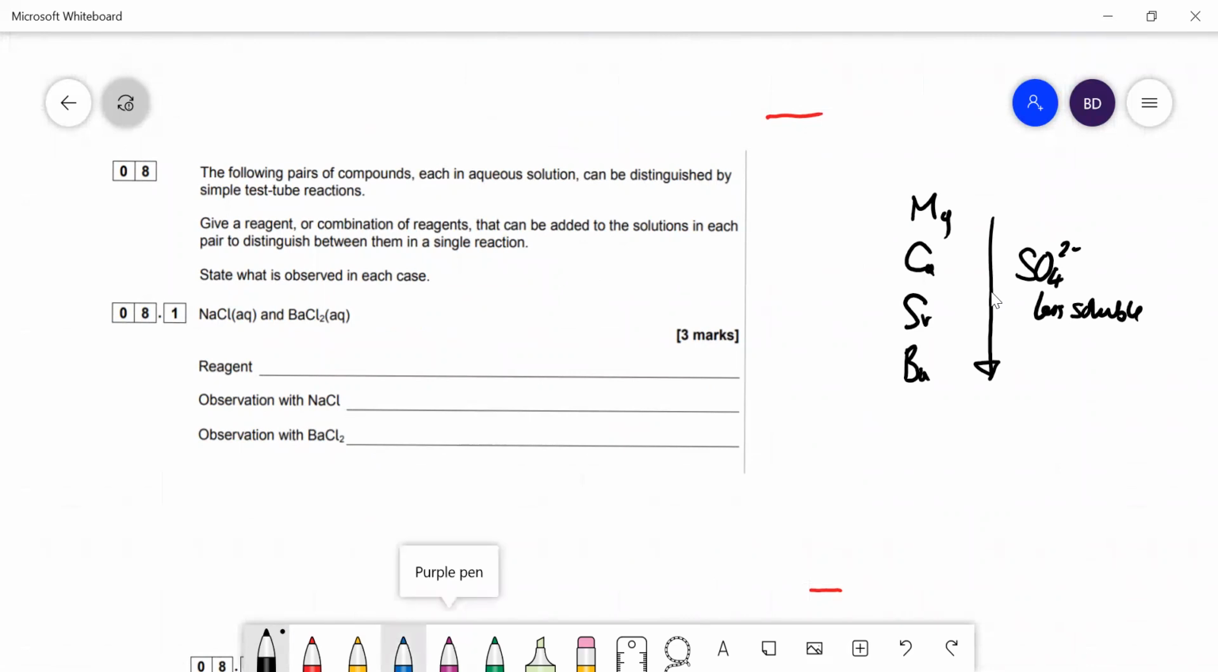And the trend is the other way around with the hydroxides. They become more soluble. So the hydroxides, more soluble. Magnesium hydroxide is very insoluble. Barium hydroxide is reasonably soluble. Right.